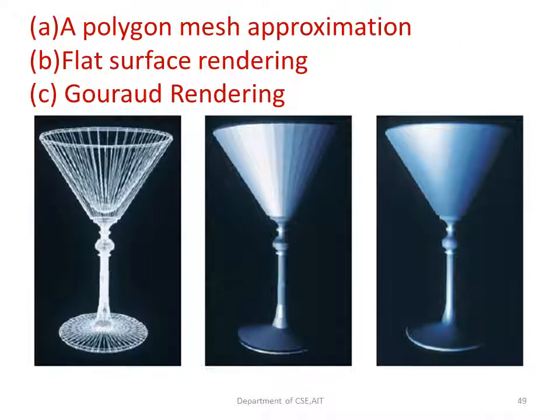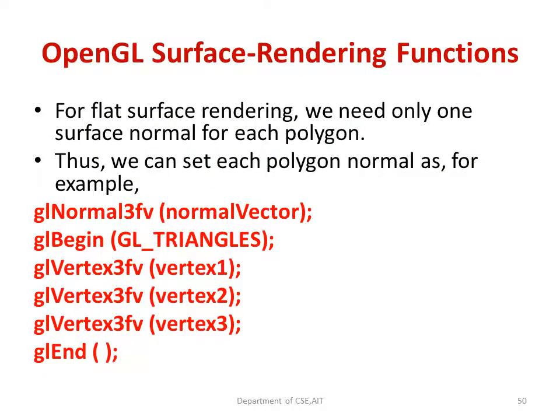Here we have a glass which is the mesh in the first case, whereas it has been rendered using flat surface rendering in the second case, and in the third one you can see it is done using Gouraud rendering. Of course the Gouraud rendering is the best one, and the second one we have the flat surface rendering. When we go for flat surface rendering, we only have to set the surface normal at one place.